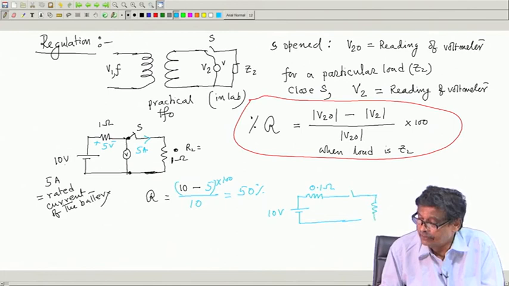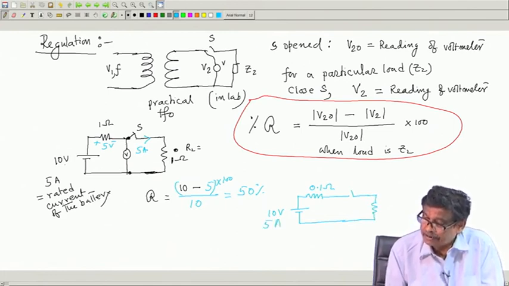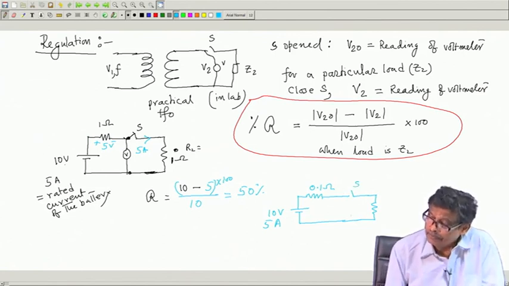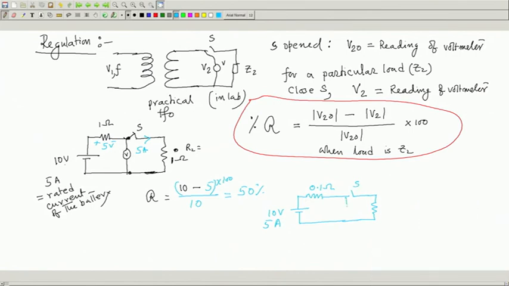And here I will connect load, same battery can supply 5 ampere current, internal resistance is small. Then what will be the voltmeter reading here? With S open, same 10 volt, with S closed, and here how much resistance should I connect, so that it will be 1.9 ohm. If you connect, you close it. So, once again you are supplying 5 ampere to the load, but the voltage drop here it will be now 0.5 volt.